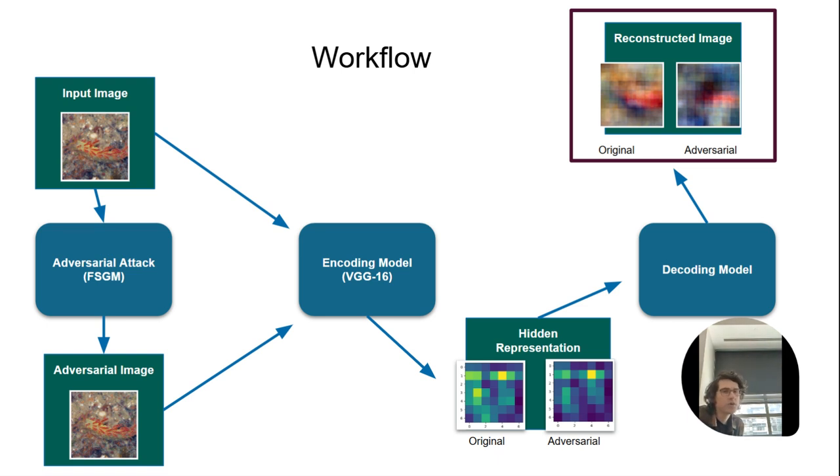So our general workflow is as follows. We use a pre-trained convolutional neural network that's publicly available and a publicly available image data set. We take that image set and create adversarial images that result in misclassification. We put them both through the pre-trained model, and we train an upsampling model to recreate the original image. And then we're going to analyze the recreated images.